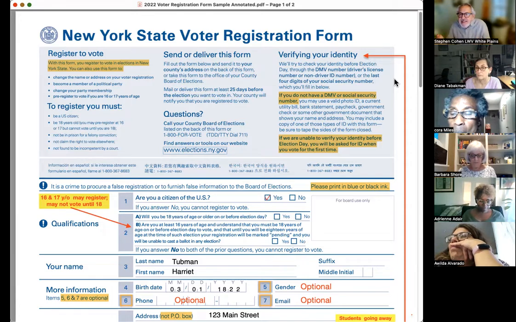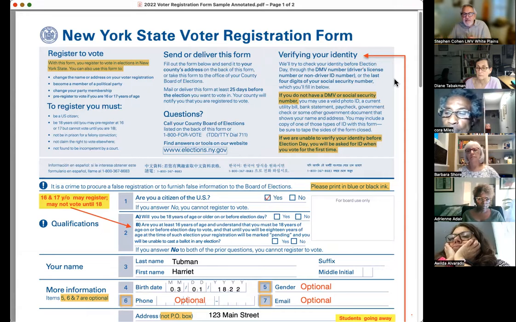If they're living someplace and they're paying and they have utility bills, they can do that. Okay, so the point here is that if you don't have a DMV number or a Social Security number, there are other means of providing ID, and you have to do that when you go to vote. So you have to show that.